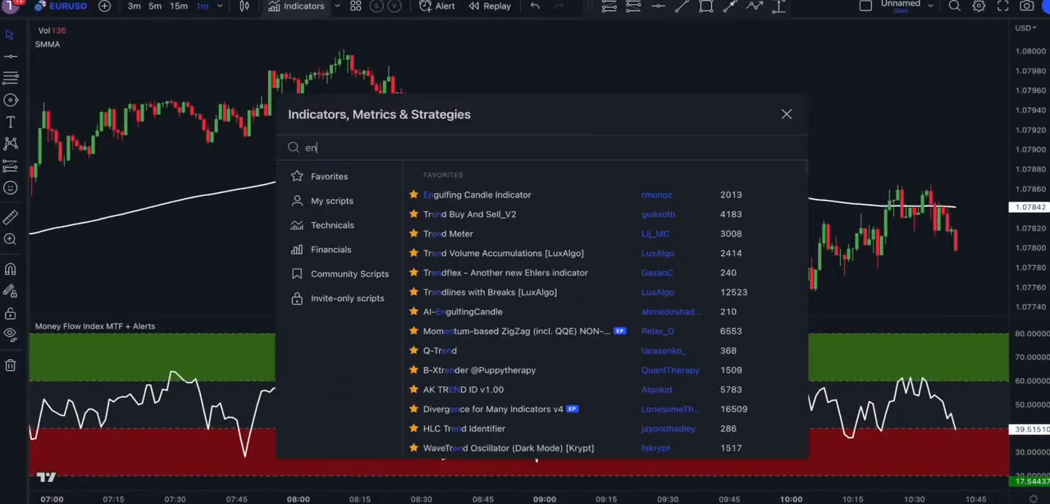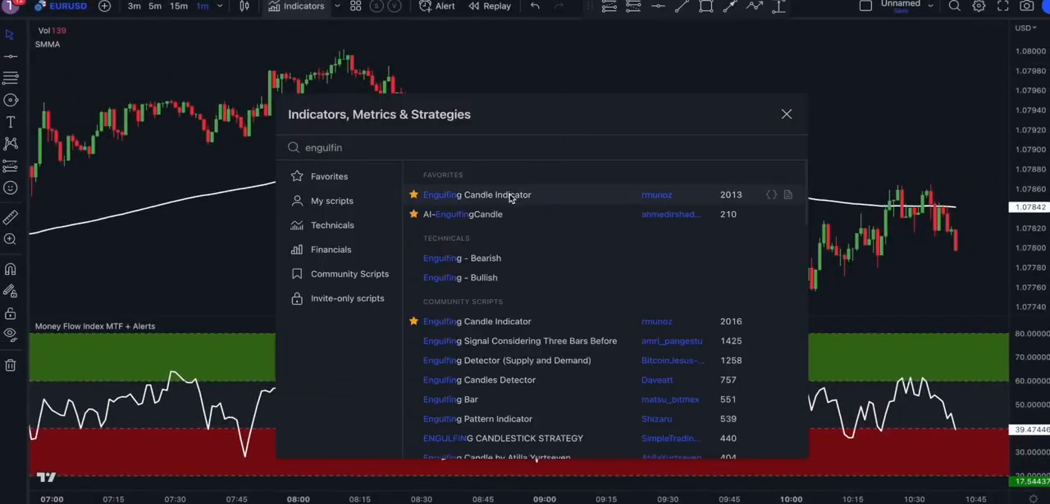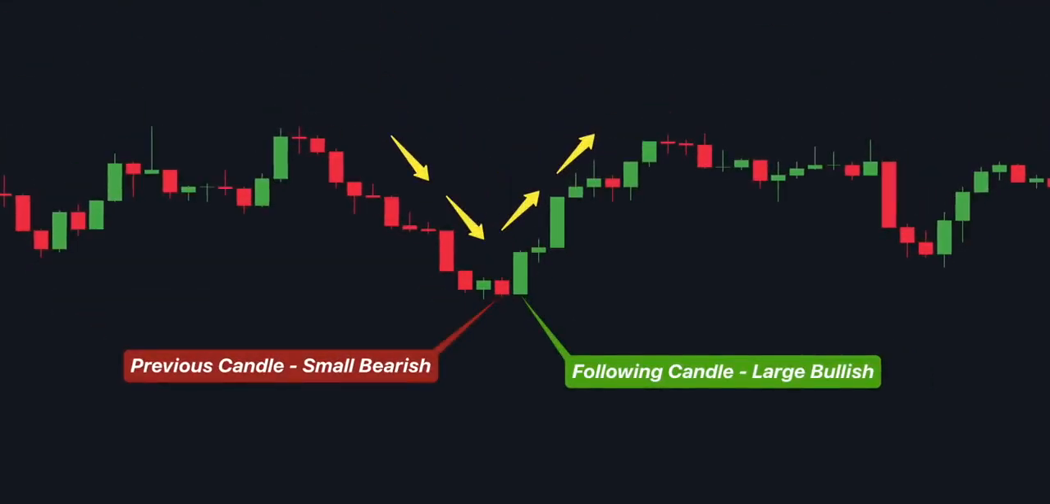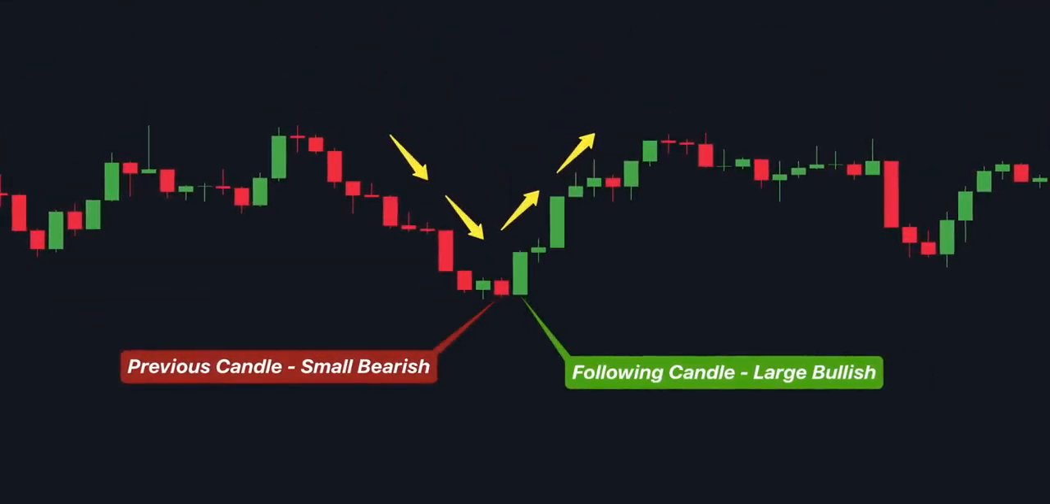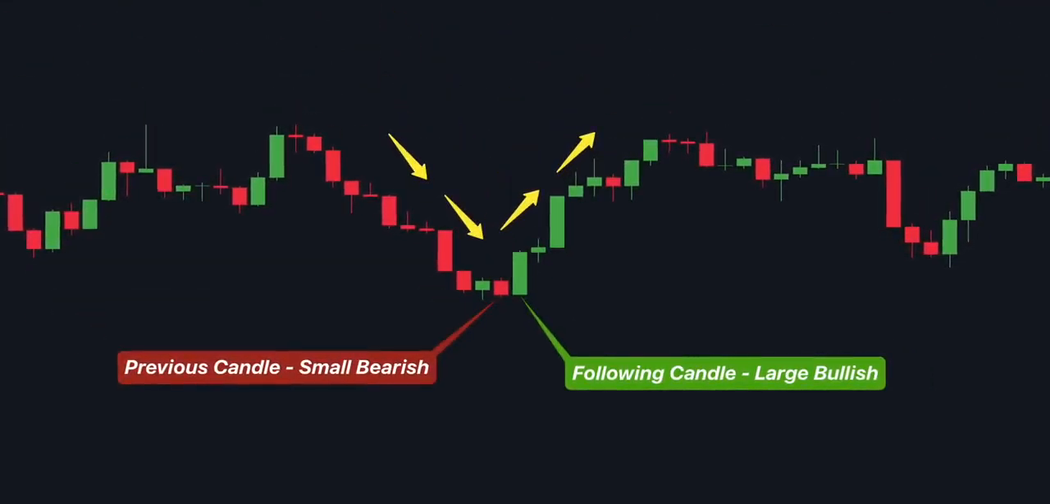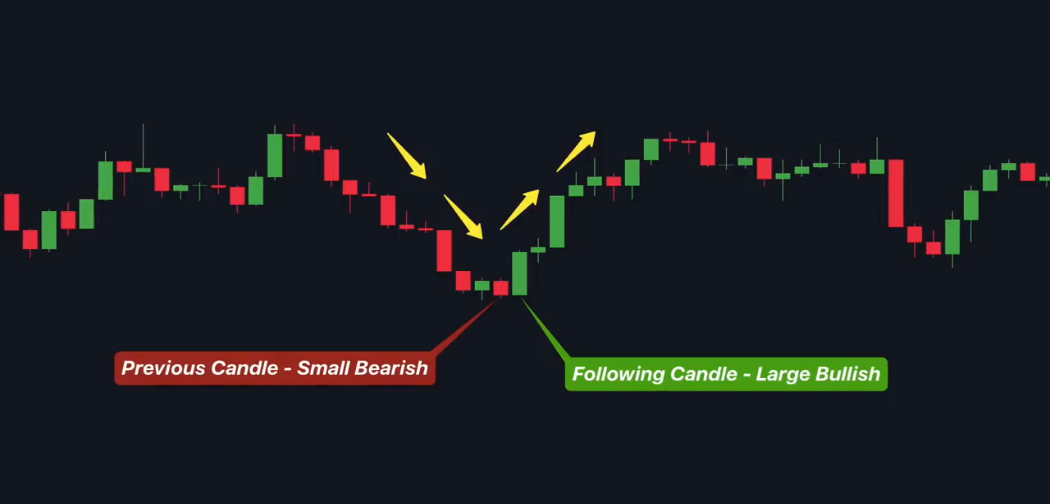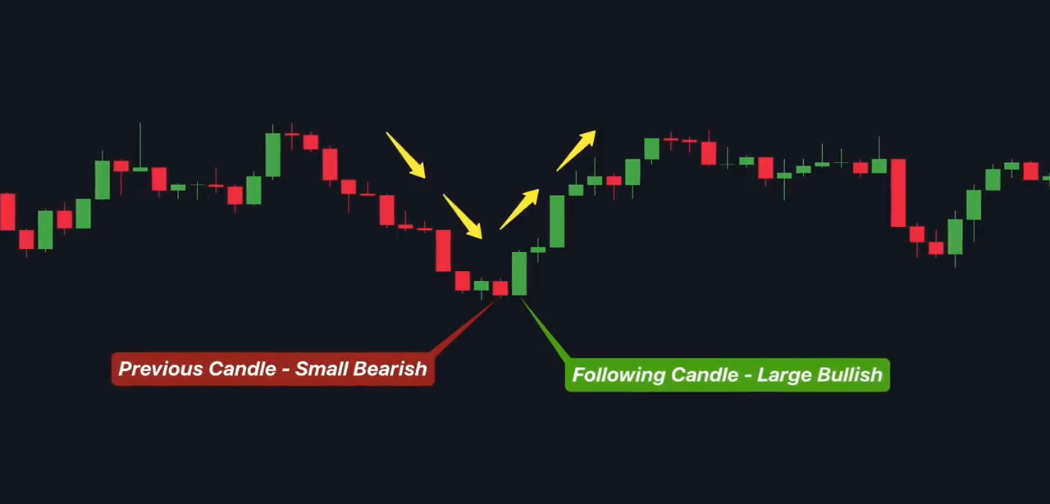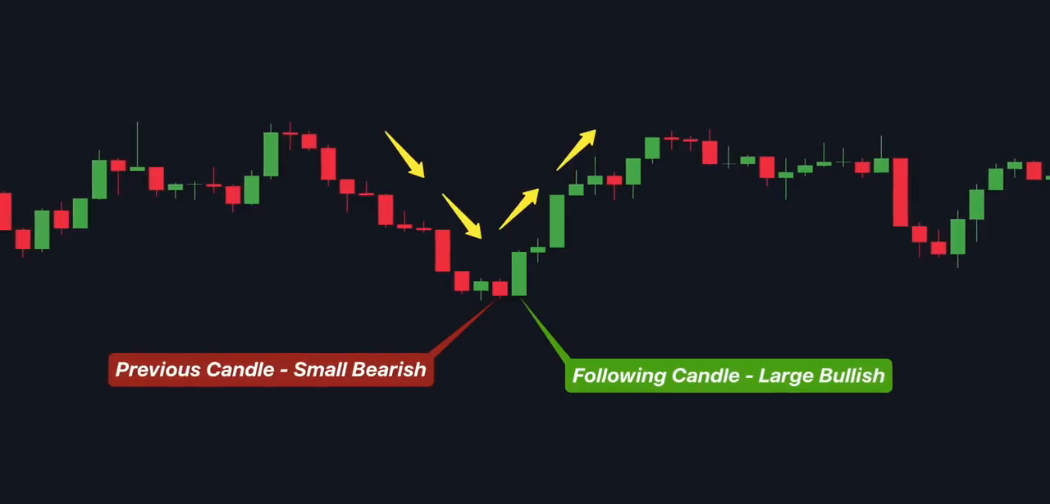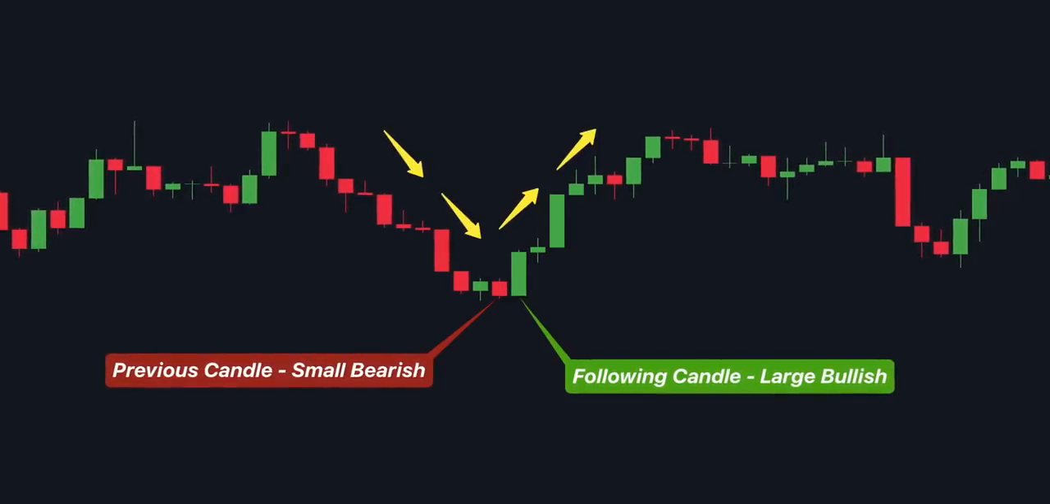Okay, so let's add the last piece of our strategy, the engulfing candle indicator. An engulfing candle is a type of pattern used in technical analysis to indicate a potential trend reversal in financial markets. It occurs when a small candlestick is completely engulfed by the next larger candlestick. There are 2 types of engulfing patterns, bullish and bearish. A bullish engulfing happens when a small red candle is followed by a larger green candlestick that completely engulfs the previous candle.